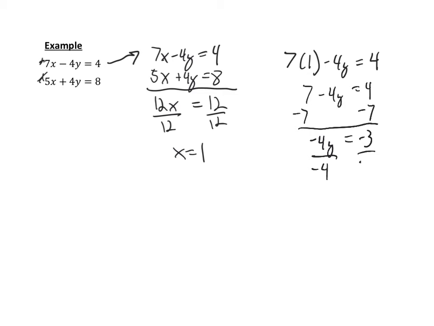Dividing both sides by negative 4, y equals. Now you'll notice 4 doesn't perfectly go into 3, but we can simplify this. This will just be positive 3 over 4 because you have a negative divided by a negative. So here our solution is 1 comma 3 over 4.